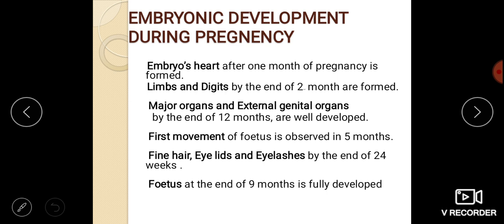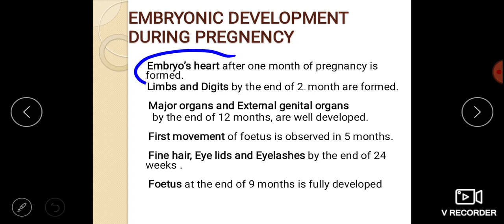Embryonic development now during pregnancy. Now the blastocyst has been implanted, gastrulation has taken place, organogenesis is also taking place. So now what are the organs, how is the embryo being developed, how are the organs being developed? Remember that the embryo's heart is formed after 1 month of pregnancy.